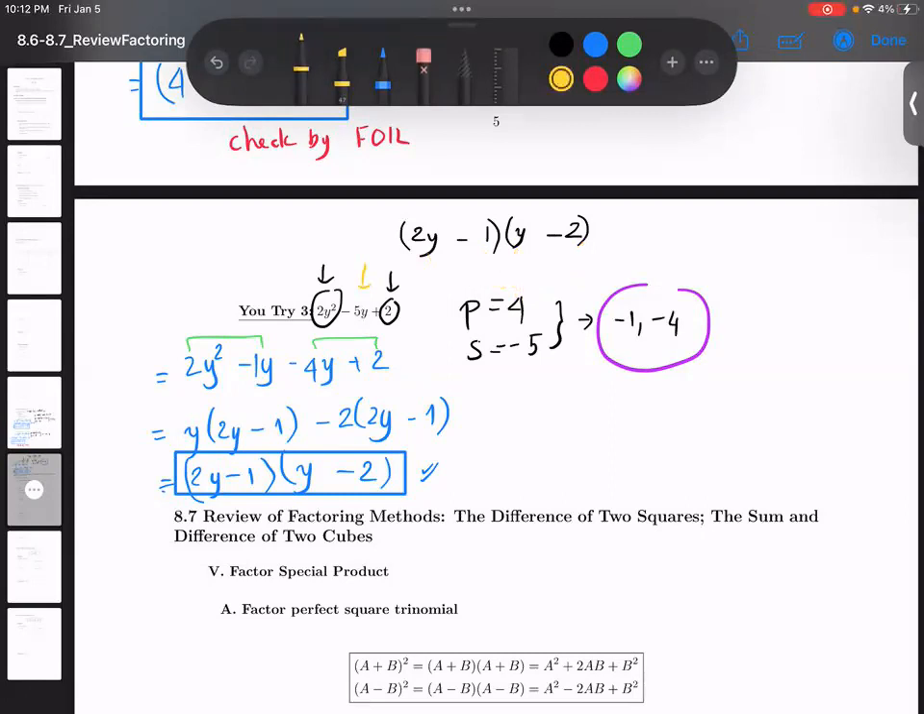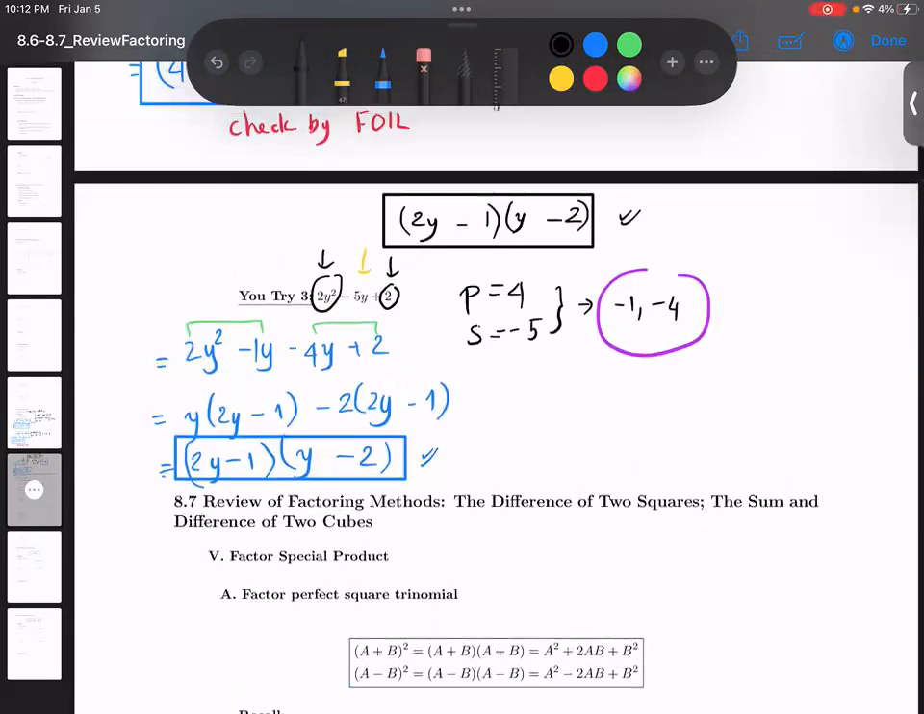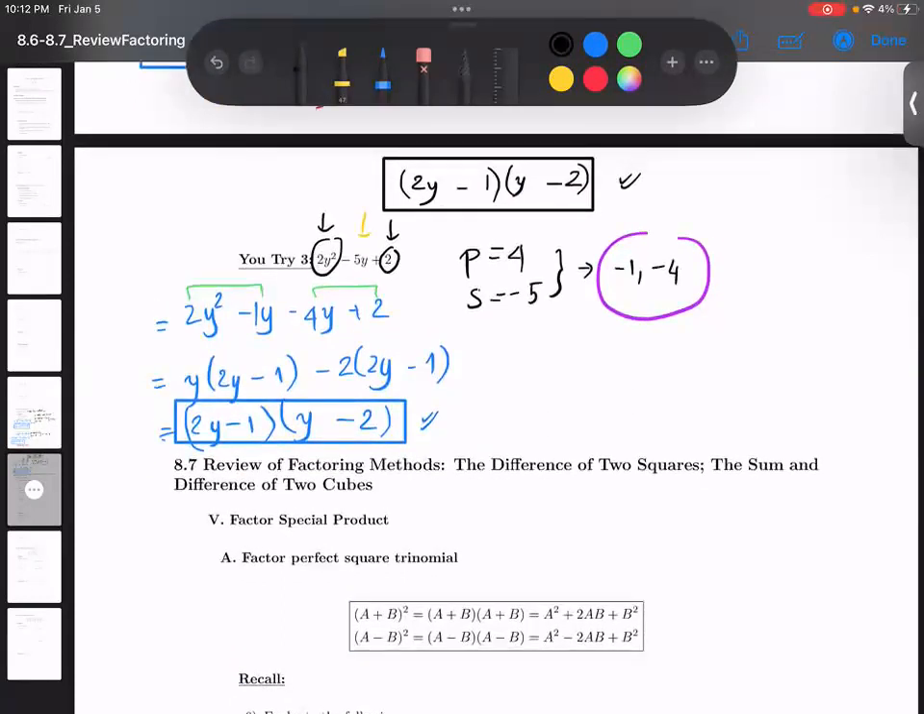So that's how guess and check works for factoring a trinomial when a is not 1. It's slightly more complicated, and you do have to play around a lot more than the other one. I do prefer the AC method though. I do recommend it, because it is slower, but when you get the result, it's solid. You know confidently that it's right.